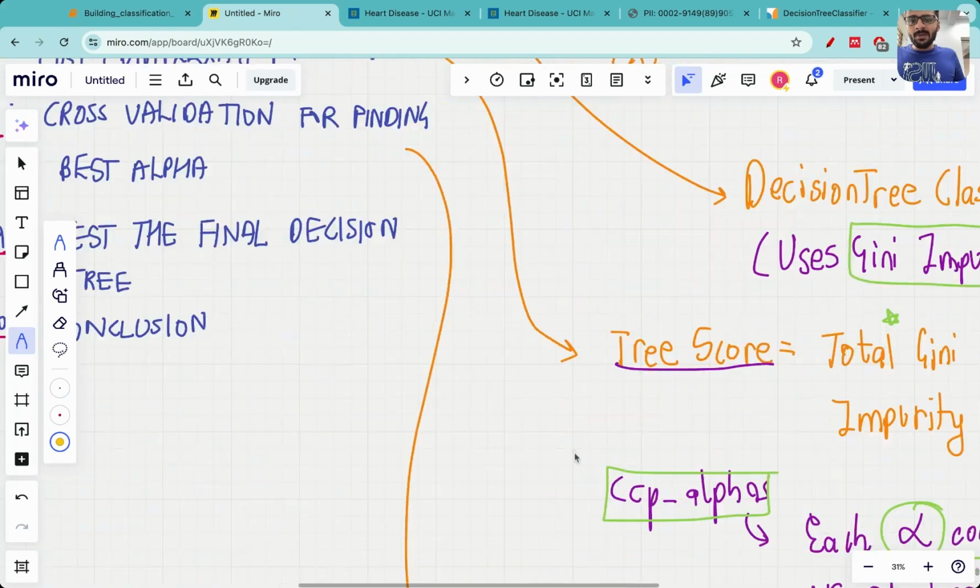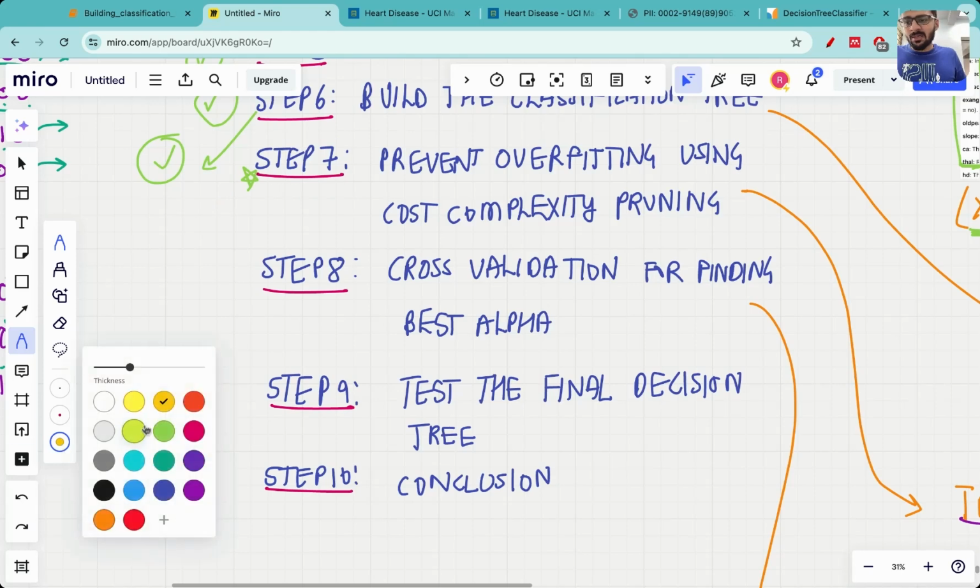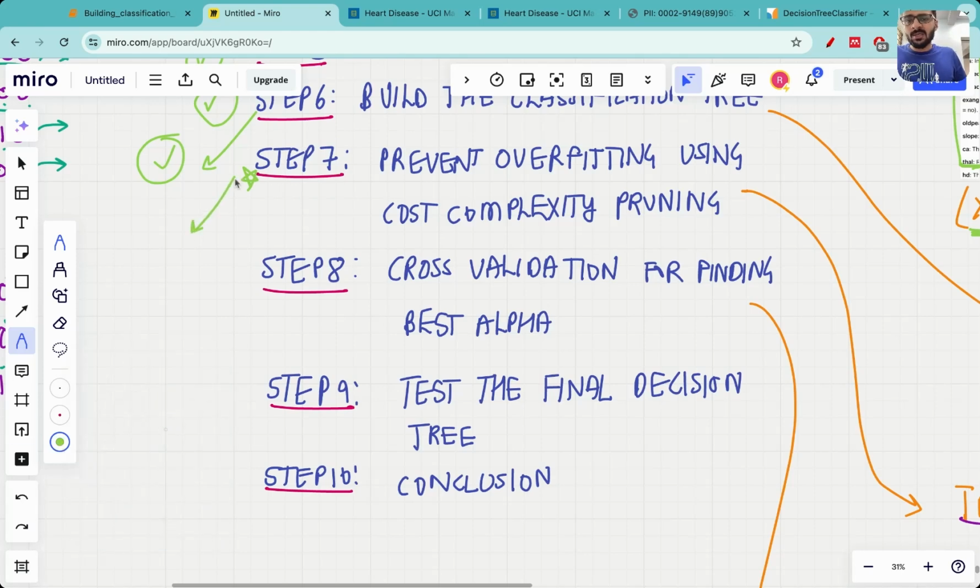So now we have completed step number 7. Let me mark this with a green color following the usual convention. We have completed step number 7 successfully. Now we move to step number 8.